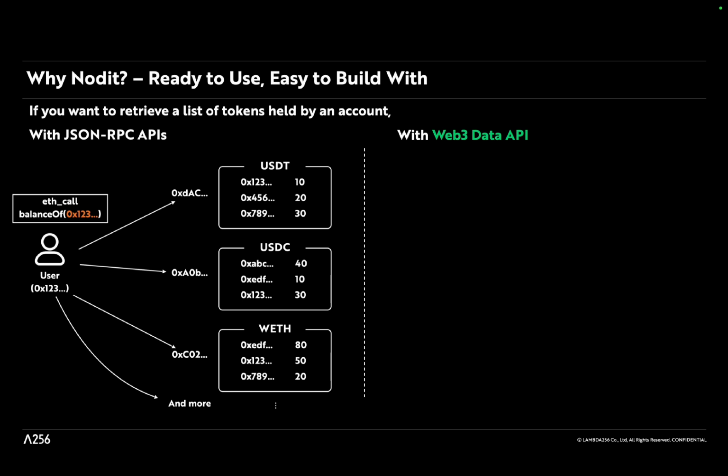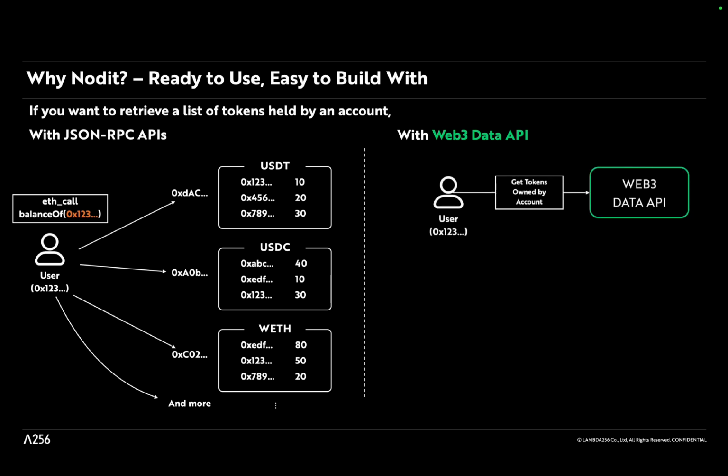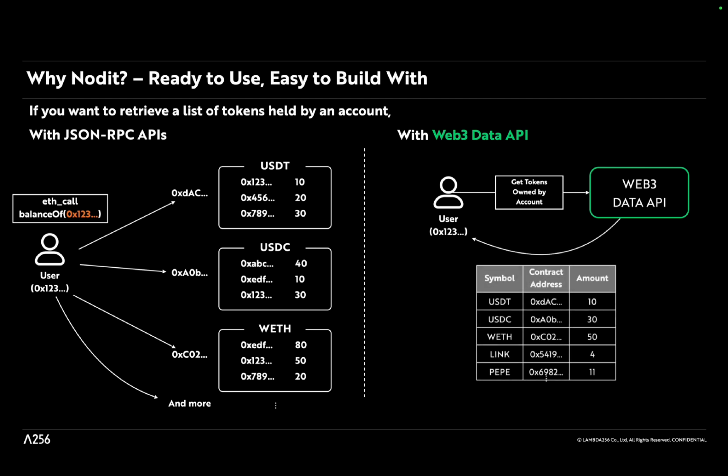Now compare that to Nodit's Web3 Data API. With a single call, you can fetch all token balances for a given wallet, fully indexed and ready to use. That's because we pre-process and structure on-chain data, so you don't have to. It's quite useful to get those kinds of complex data.